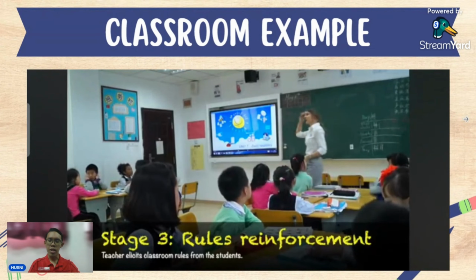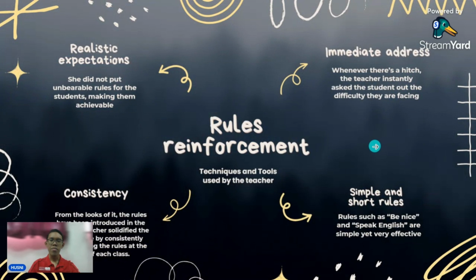All right, it's the end of the classroom example. So, based on the video, she was using the first aspect of managing behavior, which is rules reinforcement in the class, right? The first thing to note about her is that she stated realistic expectations for the students. She did not put unbearable rules for the students, making them achievable. The first rule, if I remember correctly, was speak English.